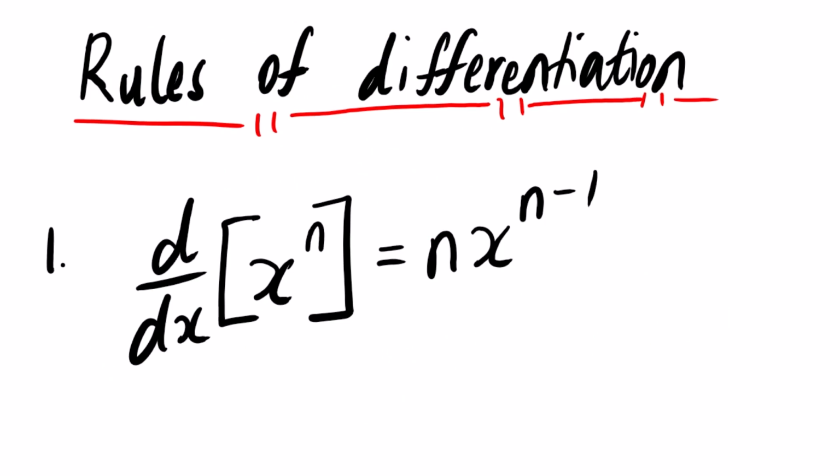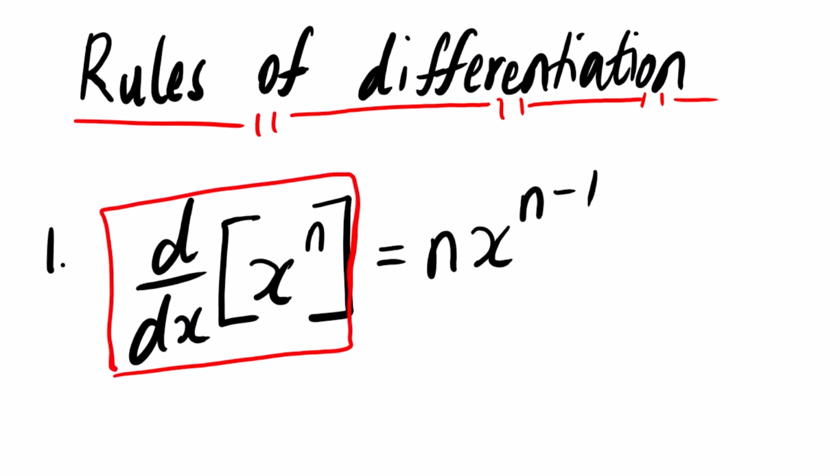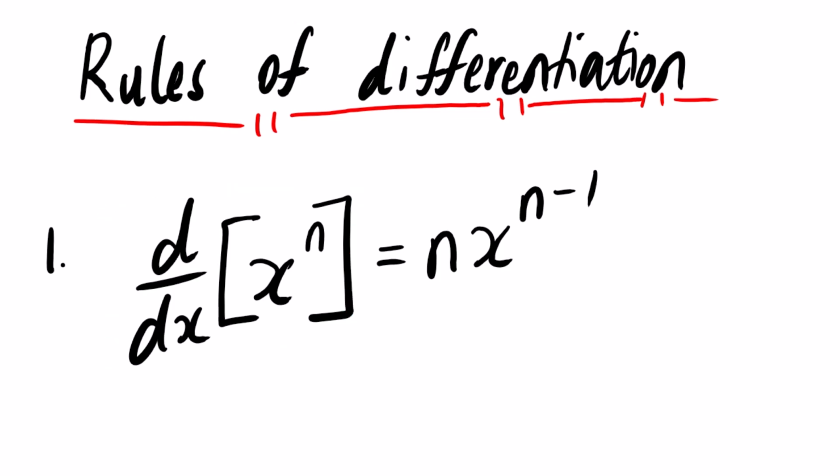Rules of differentiation. We have a few rules of differentiation. The first one is the general rule of differentiation, which is the power rule. Whenever you see this notation, it simply means the derivative of a certain function. A function is represented inside these square brackets. Let us look at the examples. Before we look at the examples, let us look at this rule.